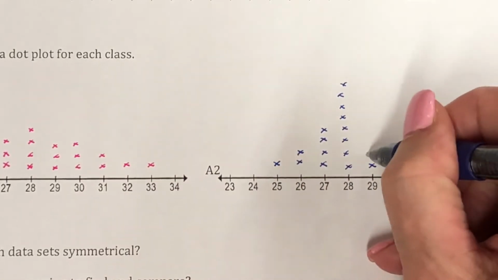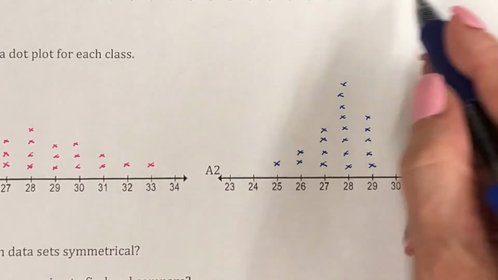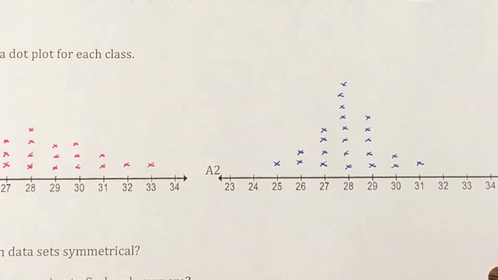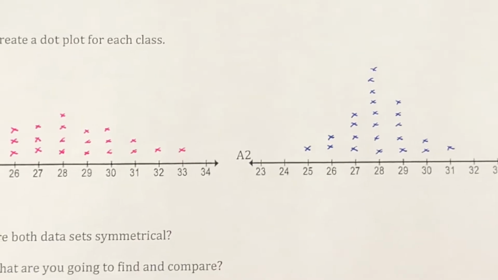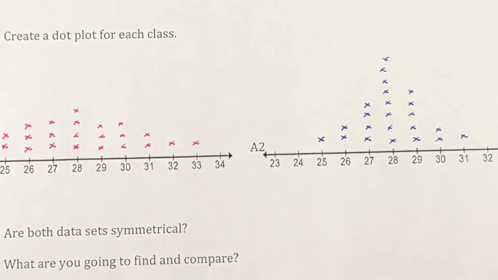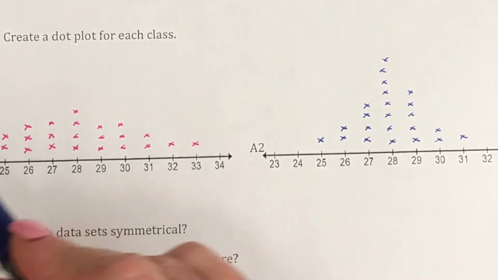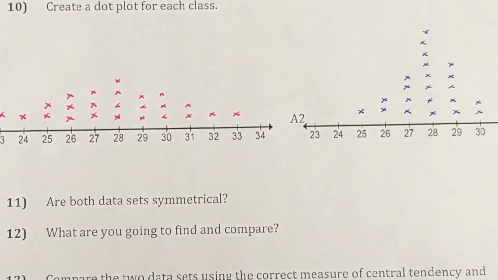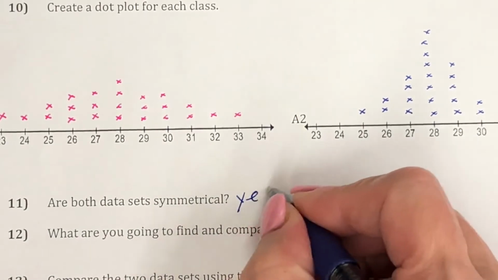Five 29s, 2 30s, and a 31. Okay, are both data sets symmetrical? If I was to go ahead and outline those, definitely they're symmetrical. Okay, so we're going to write yes.